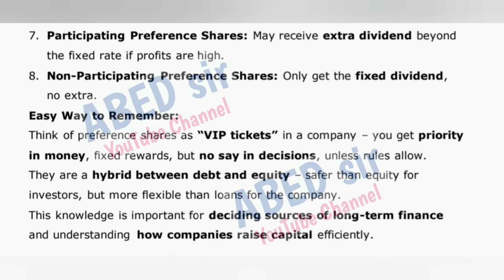Easy way to remember. Think of preference shares as VIP tickets. In a company, you get priority in money, fixed rewards, but no say in decisions, unless rules allow. They are a hybrid between debt and equity, safer than equity for investors, but more flexible than loans for the company.